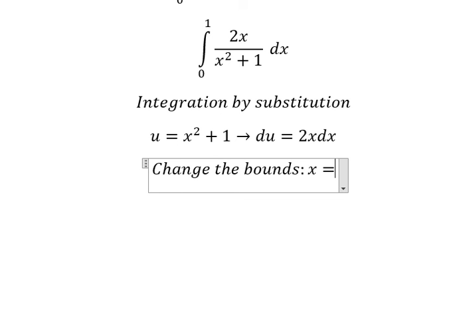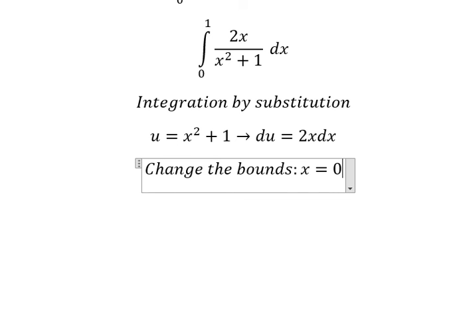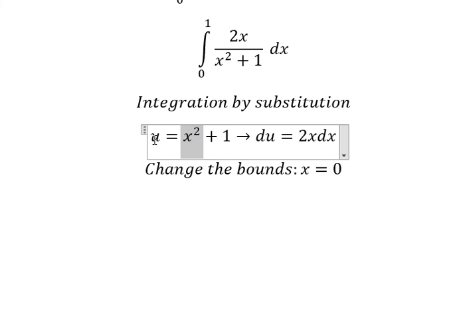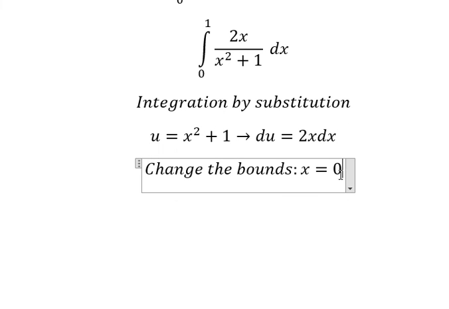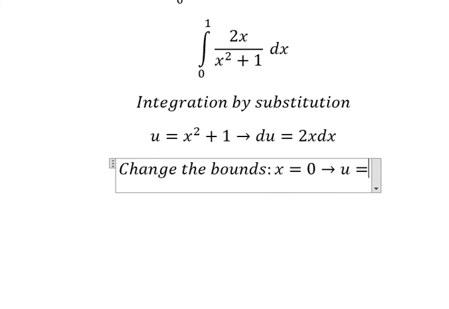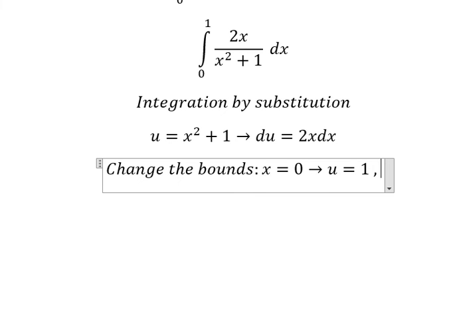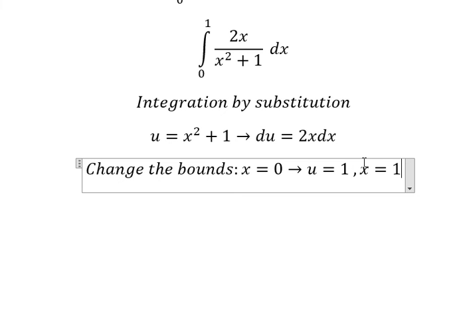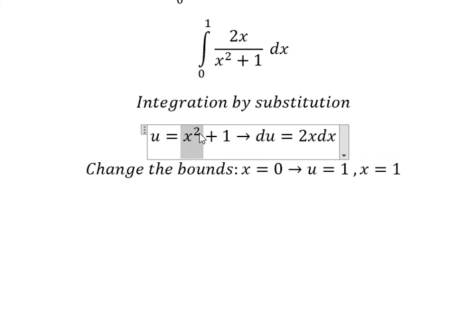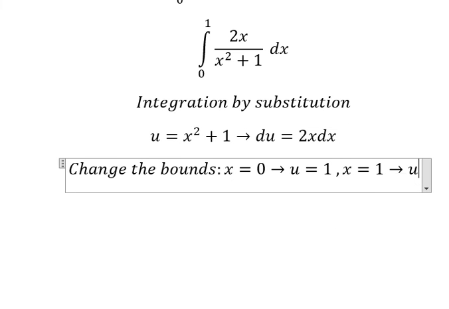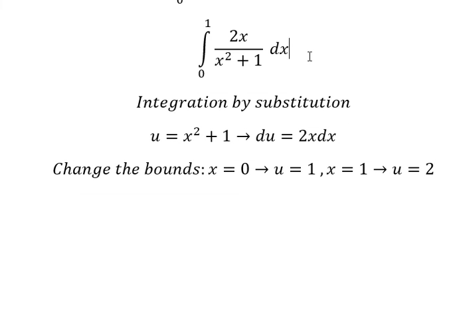When x equals 0, I will put 0 here to find the value of u. u equals 0 squared plus 1, we have u equals 1. When x equals 1, I will put 1 here. 1 squared plus 1, we have 2. So u equals 2.